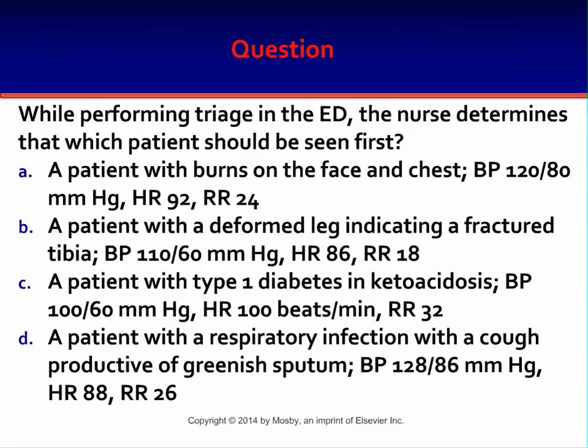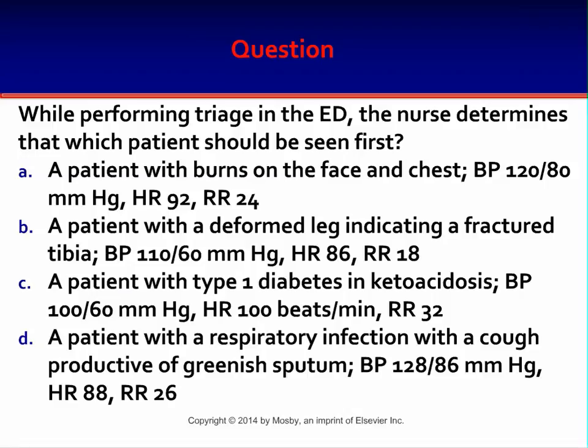While performing triage in the ED, the nurse determines which patient should be seen first. A: The patient with burns on the face and chest, BP 120/80, pulse 92, respirations 24. B: A patient with a deformed leg indicating a fractured tibia, BP 110/60, pulse 86, respirations 18. C: A patient with type 1 diabetes and ketoacidosis, BP 100/60, pulse 100, respirations 32. D: A patient with a respiratory infection with a cough productive of green sputum, BP 128/86, pulse 88, respirations 26.